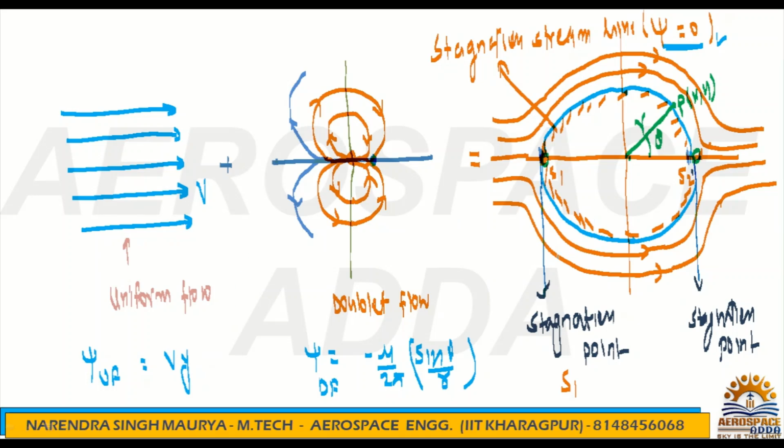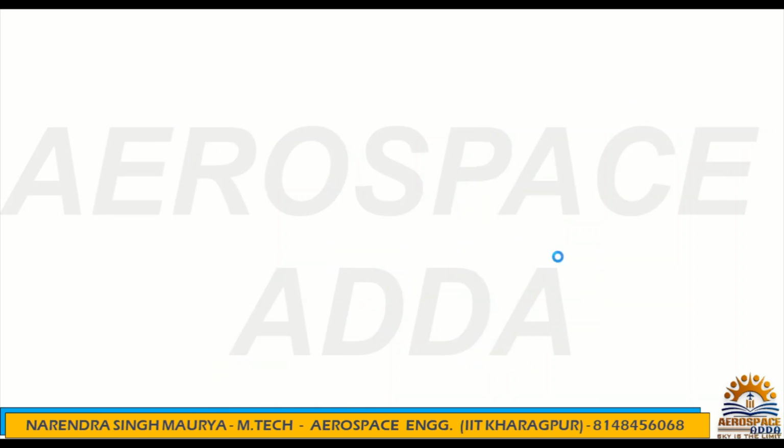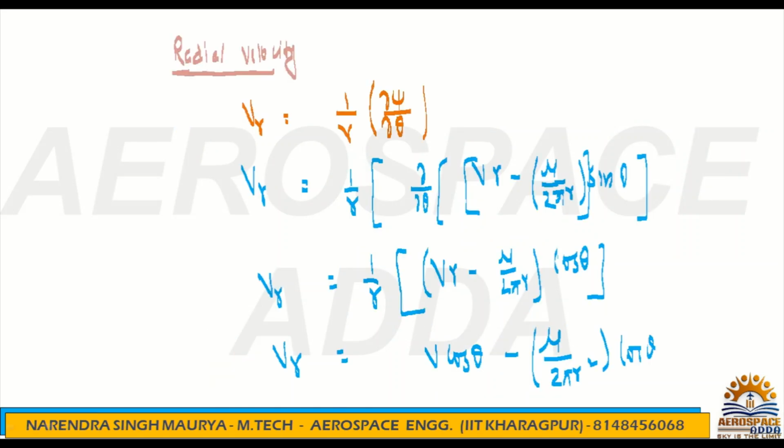But if you want a rotating cylinder, if you want this cylinder to rotate, then you have to superimpose vortex flow also. Three flows will be there at that time: uniform flow, doublet flow, and vortex flow. That we'll see in the next class. These two are very important: stationary cylinder and rotating cylinder. They ask questions in GATE Aerospace as well as GATE XE. So I need one more lecture to explain the next one.